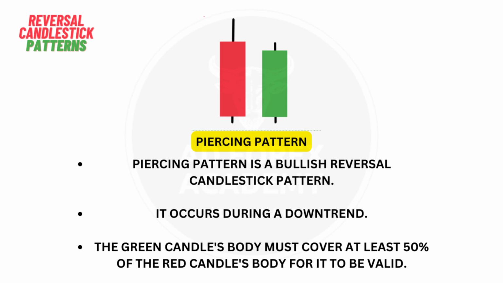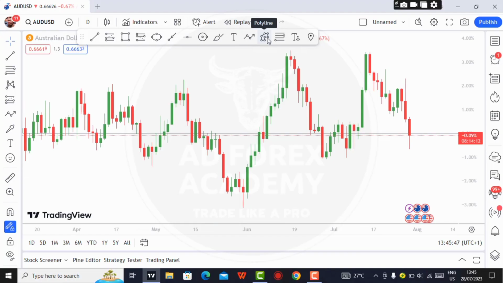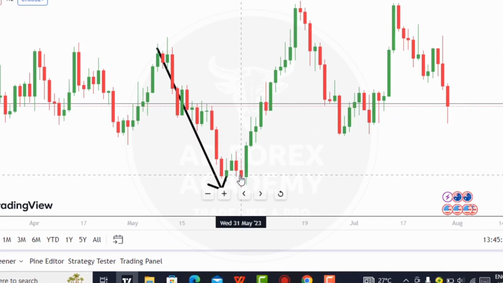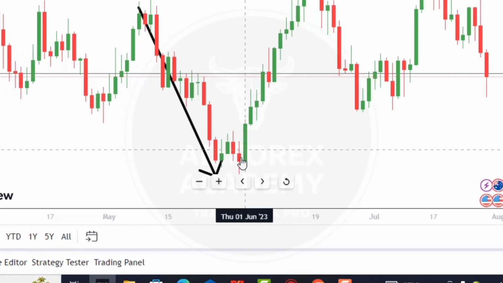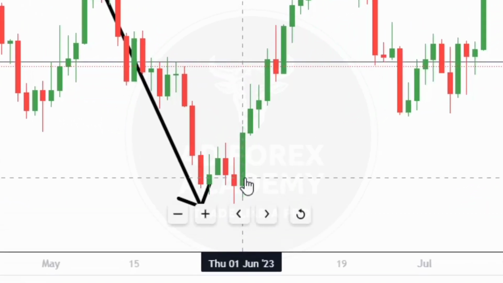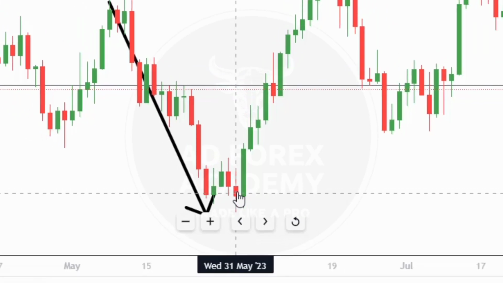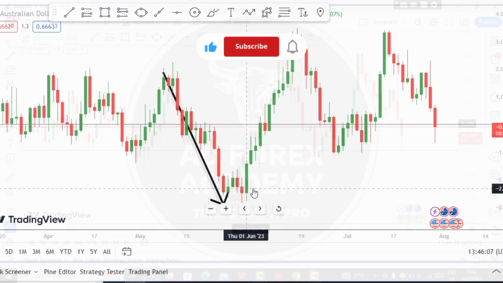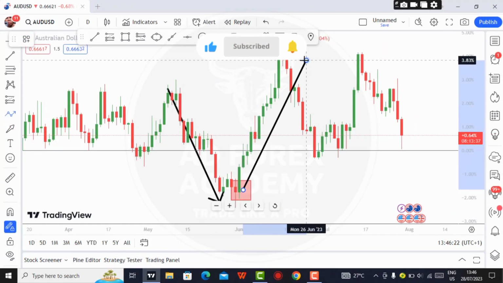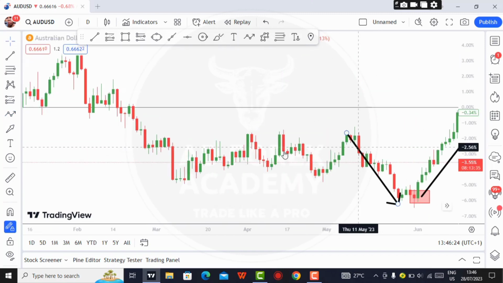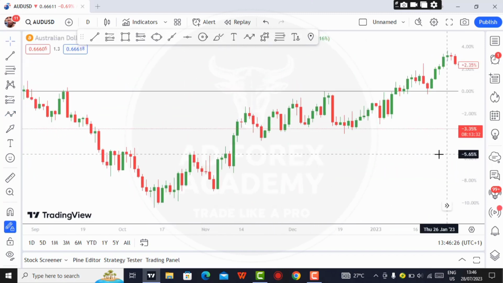Now, let's take a look at a real-life example of a piercing pattern. Imagine a clear downtrend from one swing high to another swing low. Following this downtrend, you will come across a red candle. Next to it, you will find a green candle that covers more than 50% of the red candle's body. This satisfies the criteria for a piercing pattern, suggesting an imminent shift to an uptrend. As a trader, you may consider going long at this point to capitalize on the expected price rise.